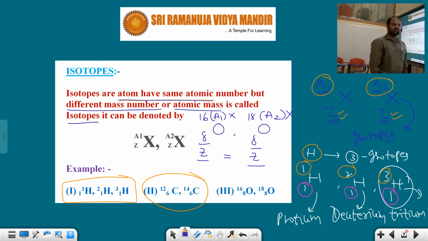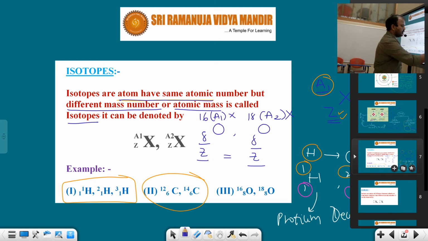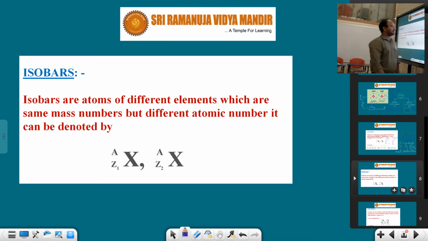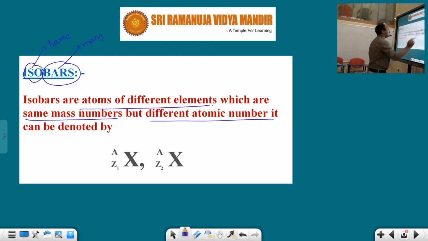I hope that you could understand this. After isotopes, we should discuss isobars, isotones and isodiaphers. Okay, isobars. If you take isobar, iso means same, and bar means mass. So isobars are atoms of different elements which have the same mass number but different atomic numbers.